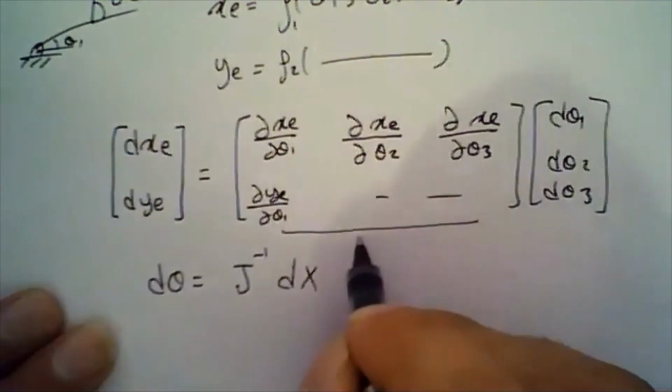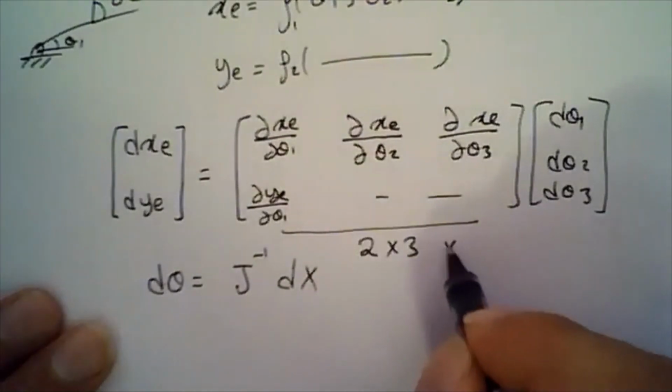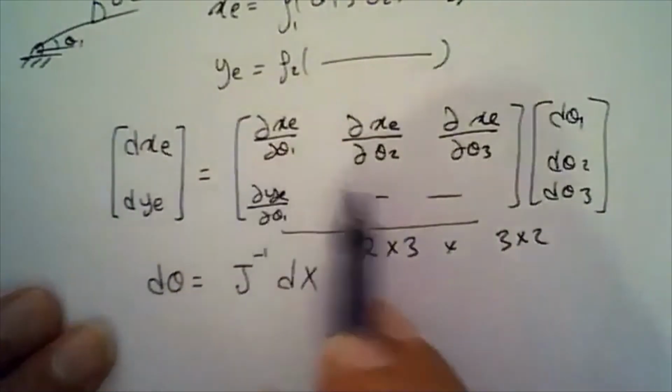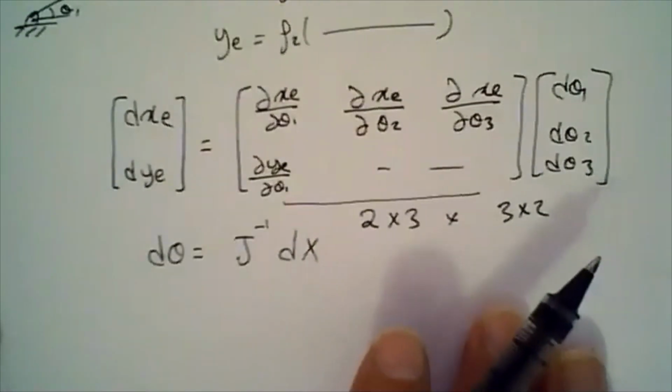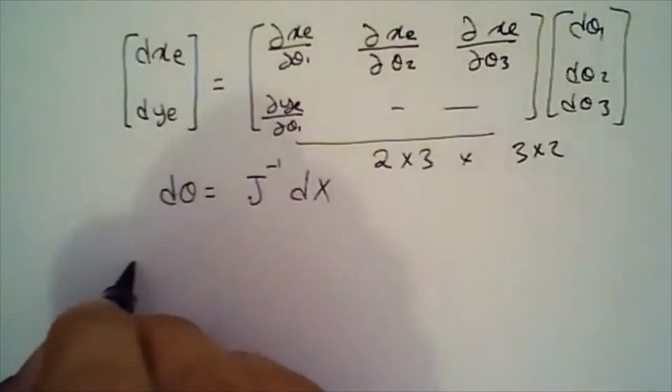So this guy is what? This guy has 2 rows by 3, and then this guy here is what? 3x2. So ultimately I have 2x2, but the actual Jacobian is a 2x3. Here's how you can find the inverse of that. And it's actually called pseudo inverse. It's very easy. Here's how.